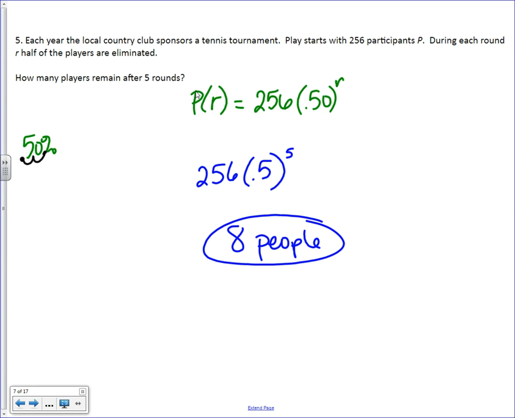No. If there's 8 people left, how many people play each other in tennis? 2, right? So that brings me down to 4 for one round. What about the next round? Now I'm down to 2, and then now I got the championship. So I got 3 more rounds in this tournament if I want to have a champion.